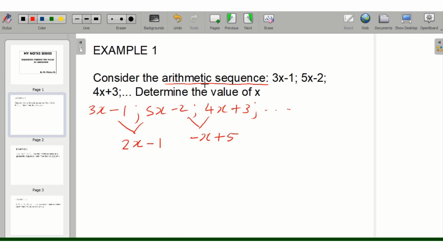Now, if this is an arithmetic sequence, that means 2x minus 1 is equal to minus x plus 5. Because remember, an arithmetic sequence should have a first common difference. So we take this x and bring it on the left hand side, and we have 3x. Then we take this minus 1 and bring it on the right hand side, and we have 5 plus 1, which is 6. And then we divide by 3 on both sides, so that our x is equal to 2.